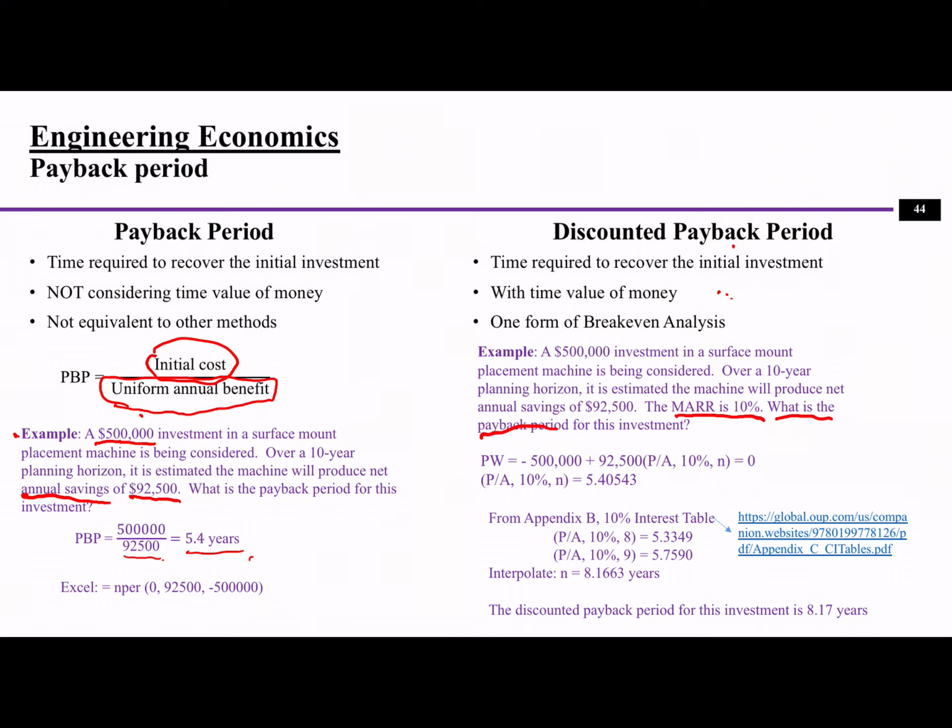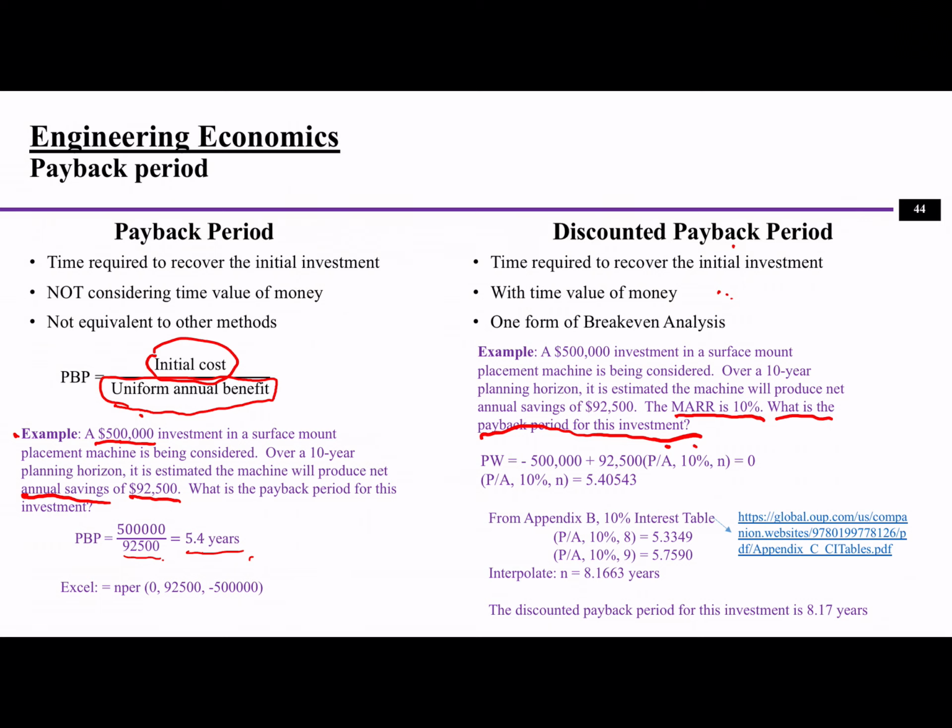Now it's the same, and the only difference is that the interest rate is given as 10%, and it's asking what is the payback period for this investment. If you want to find the payback period, it means the investment equals the gains. The investment we know is $500,000. Now we need to find the gains.